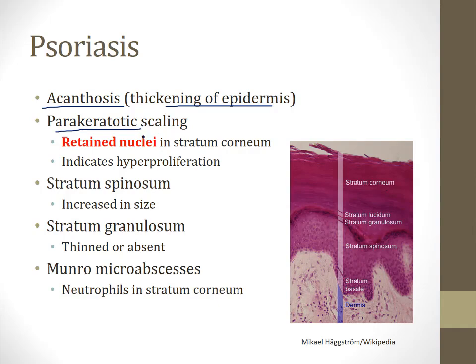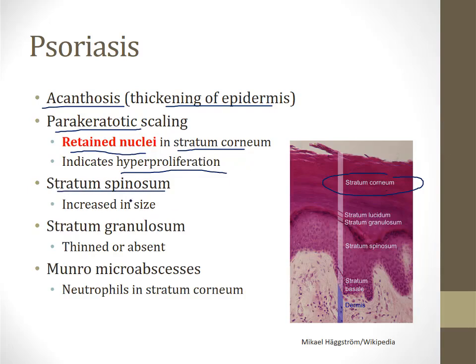So parakeratosis means retained nuclei in the stratum corneum. It's seen in conditions where there's hyperproliferation. Normally the keratinocytes in the stratum corneum, the outer layer of the epidermis, do not contain nuclei. In conditions where there's lots of proliferation, you can see retained nuclei. That's called parakeratosis, and that's seen in psoriasis.